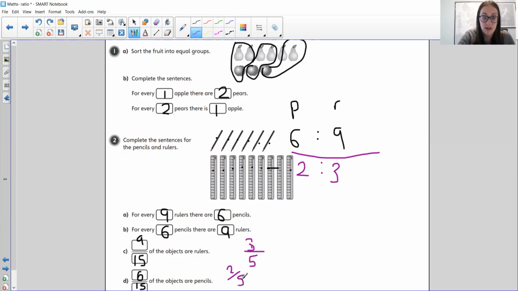And hopefully you can see the relationship between these fractions, because if you divide this by 3, and you divide this by 3, and you divide this by 3, and this by 3, you will see these are equivalent fractions, okay? But this one is a simpler form. And that's where these relationships between ratio and fractions come in really useful, because you can simplify them the same way that you would simplify a fraction.